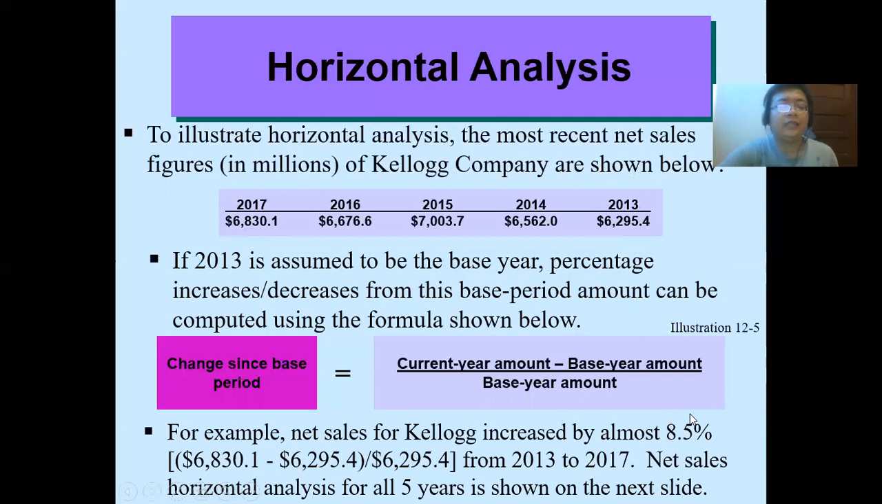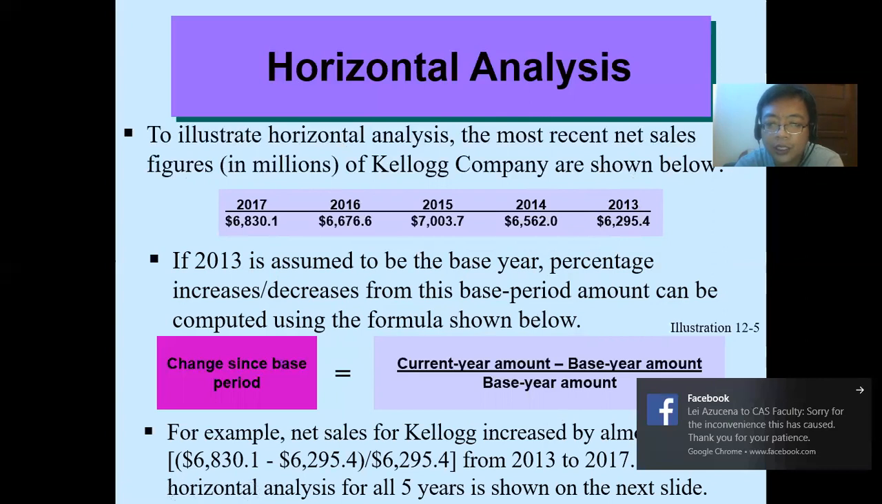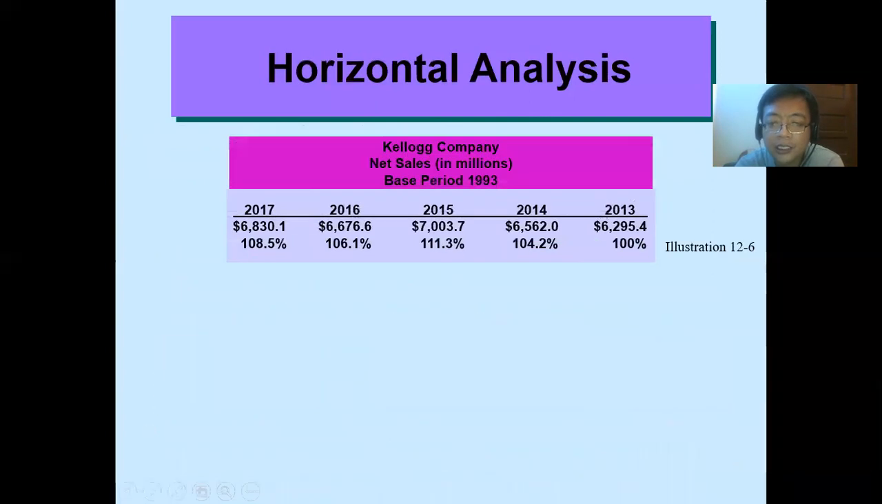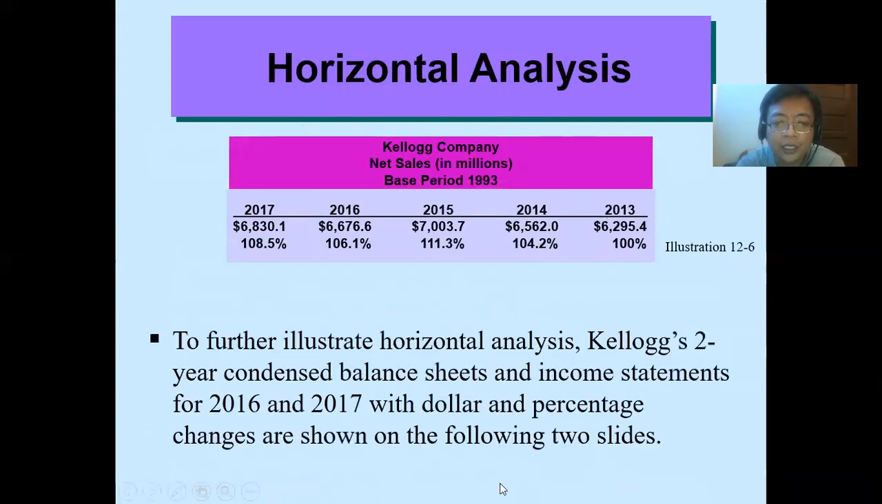What is the shortcut in computing for this? Just divide 683.1 by 6,295.4. You will get 1.085. So just minus 1 to get the increase. So the increase is 0.085.